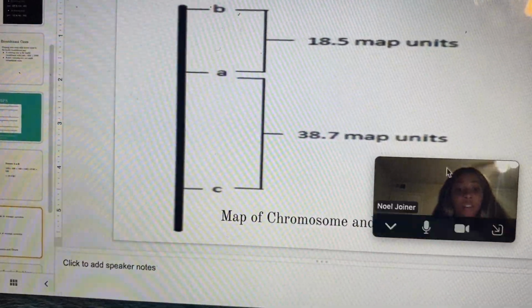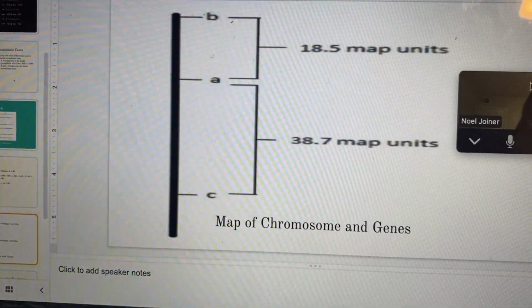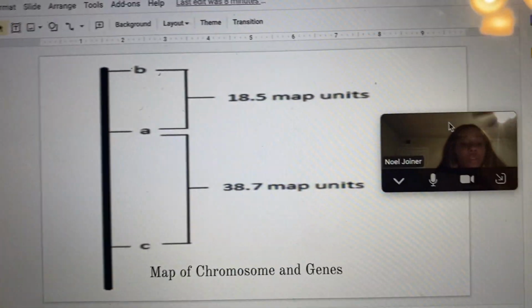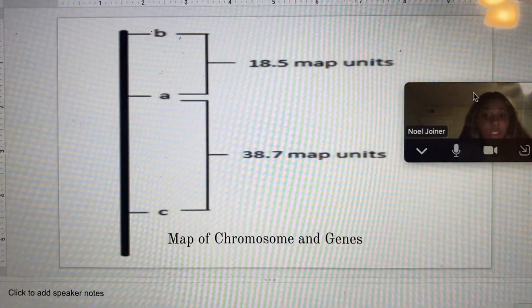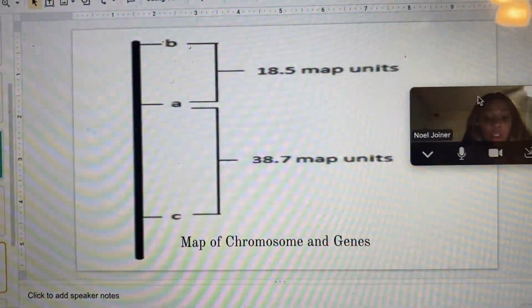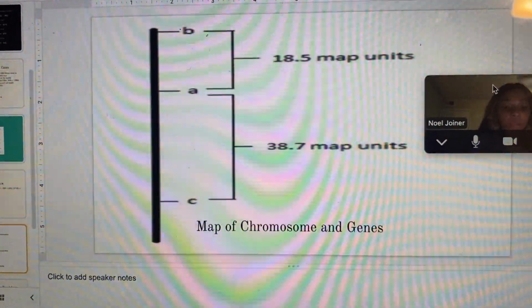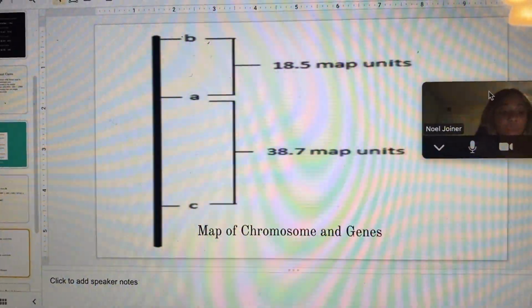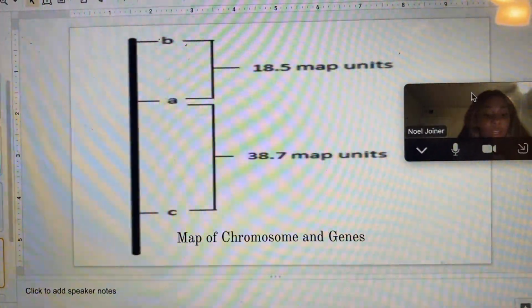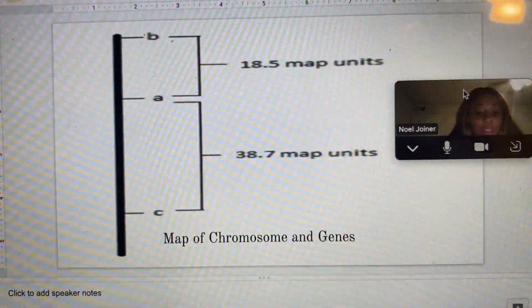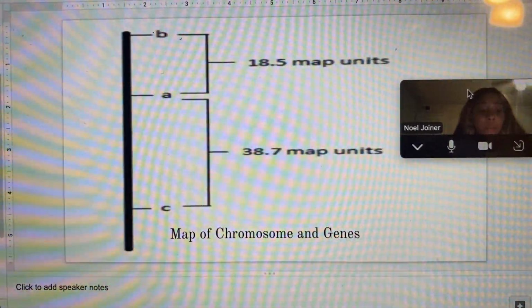Here I have a diagram of the map of the chromosome and genes. So I put B at the top, A in the middle, and C at the end. And I show the distance between B and A being 18.5 map units, and the distance between A and C being 38.7 map units.